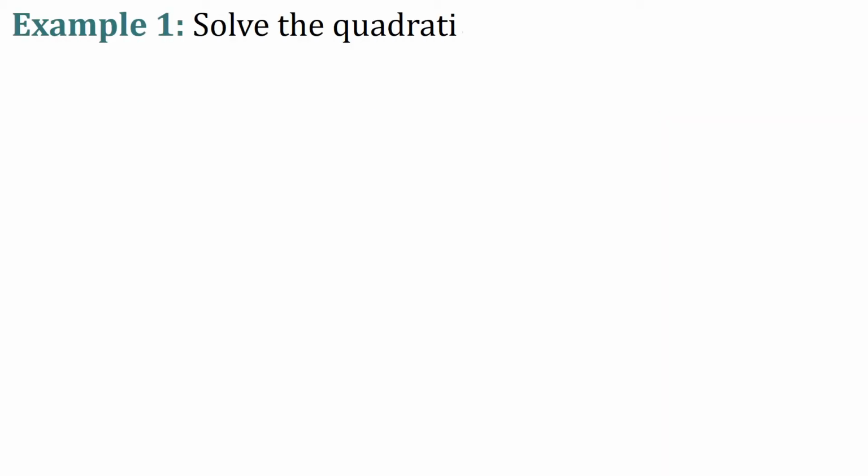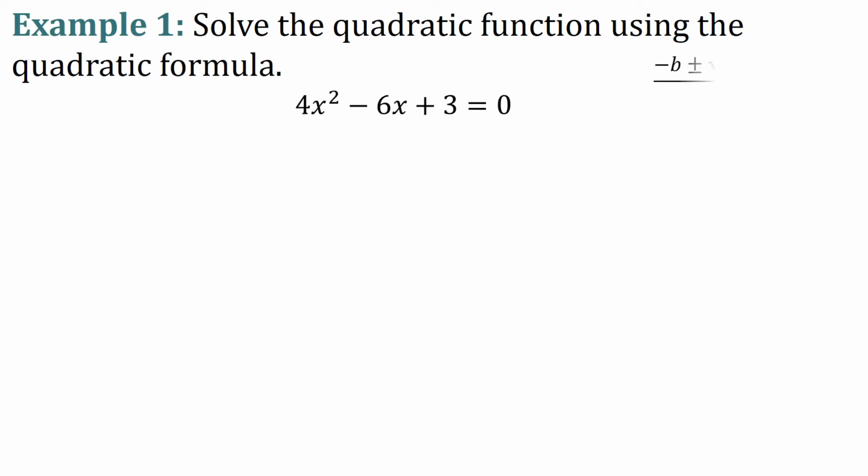So let's apply the quadratic formula. Let's solve the function 4x squared minus 6x plus 3 equals 0. You see the quadratic formula at the top: negative b plus or minus the square root of b squared minus 4ac, all over 2a.